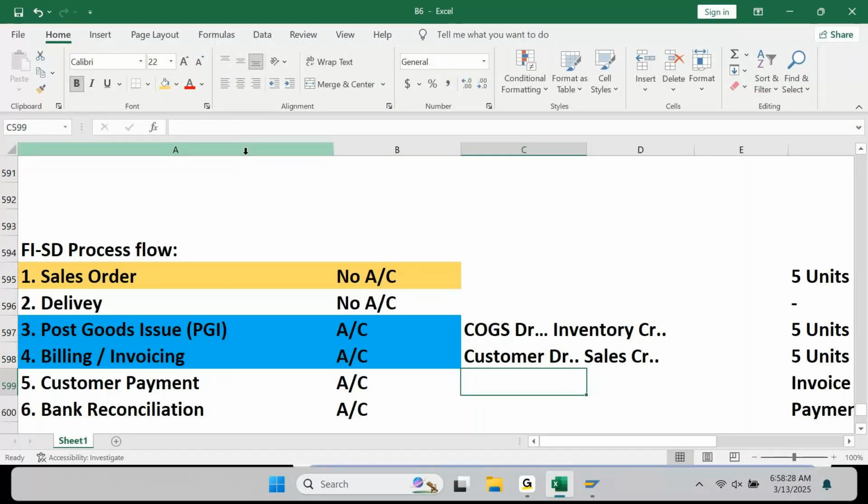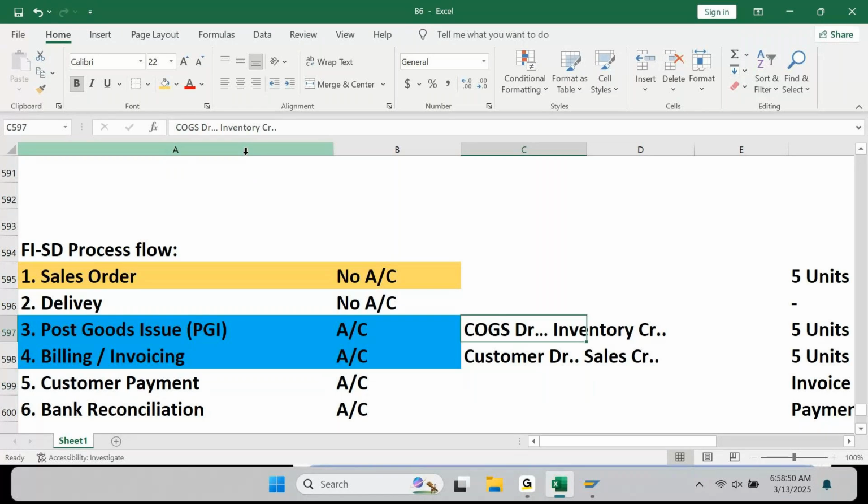Other than this, there may be any additional line item like discount or tax, but these two line items are fixed in every accounting entry. Apart from this, there may be other line items depending on the scenario, but these two line items in each accounting entry are always fixed.